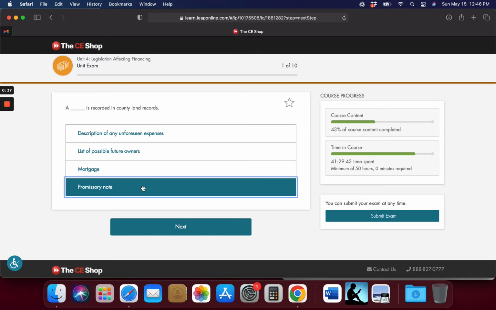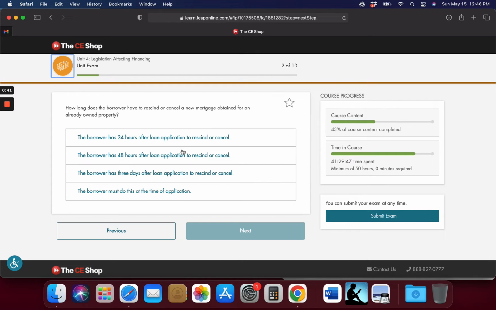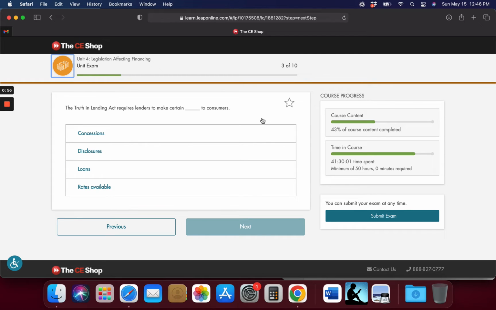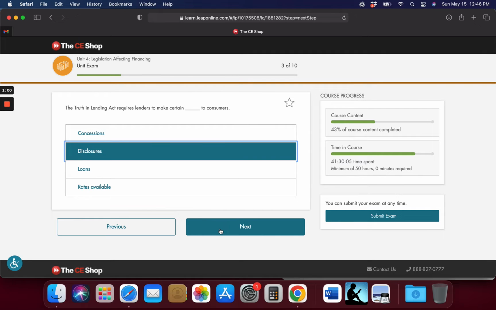All right, a promissory note is recorded in land records. How long does it take the borrower to rescind or cancel a new mortgage obtained for an already owned property? I'm thinking 3 days.